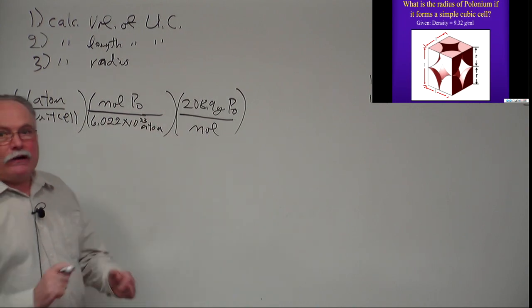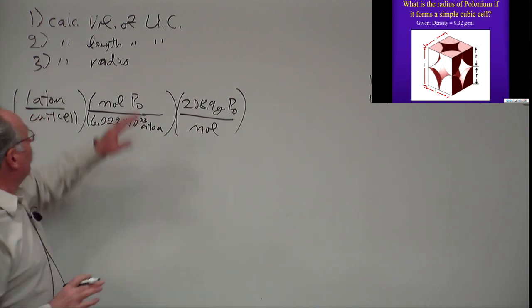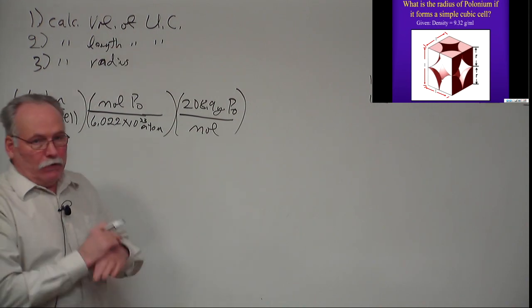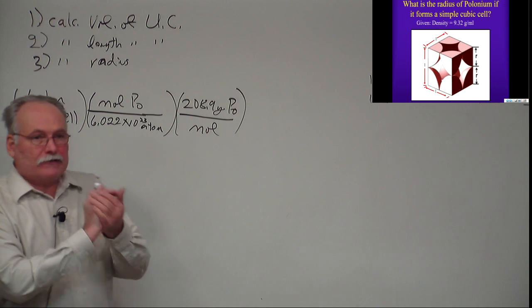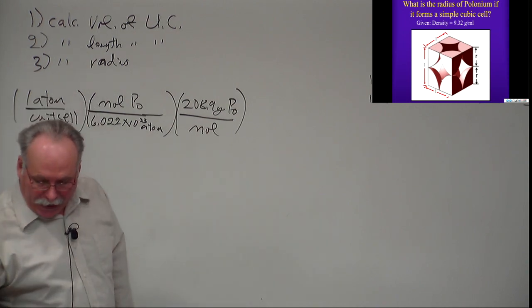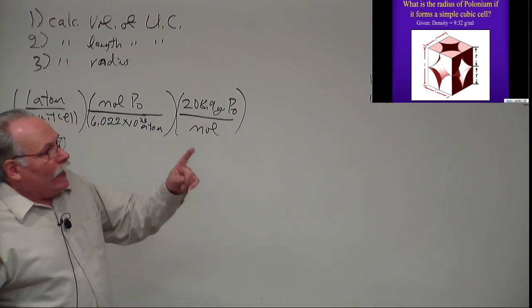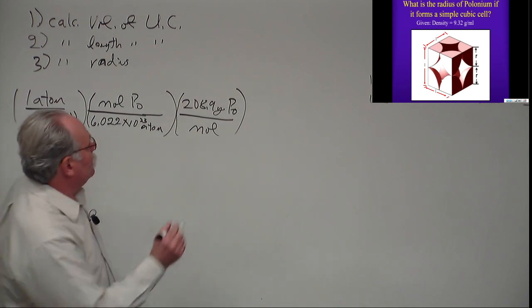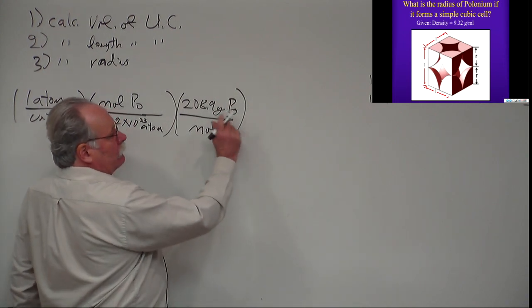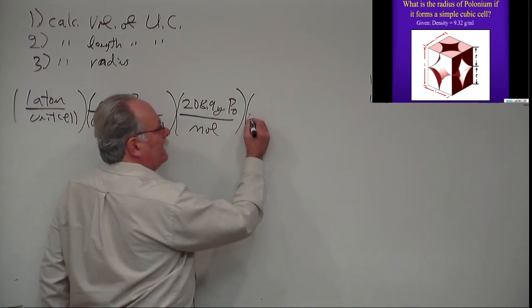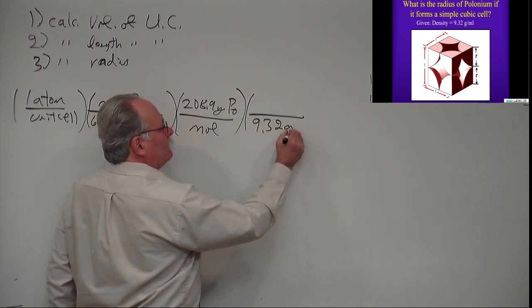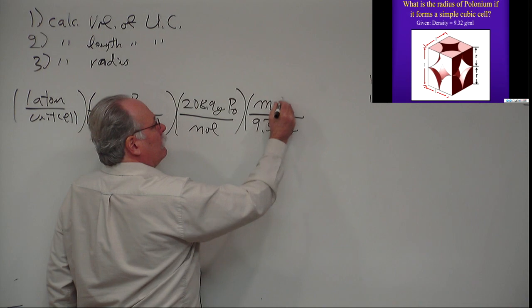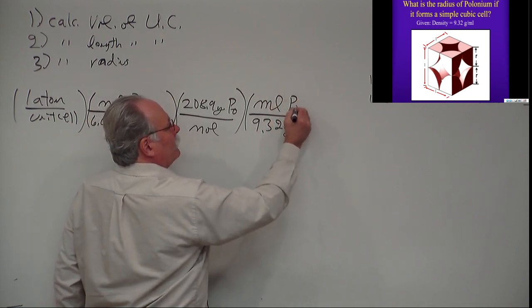And we now want to go to volume. That's what we're after, the volume of the unit cell. So we need density, because density allows us to go from mass to volume. And this is a macroscopic thing that we can measure in the lab. And polonium has a density of 9.32 grams per mil. We want to get rid of the grams, so we're actually dividing by the density, 9.32 grams per milliliter of polonium.